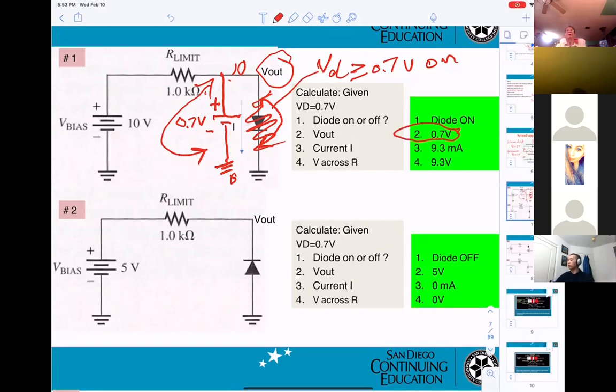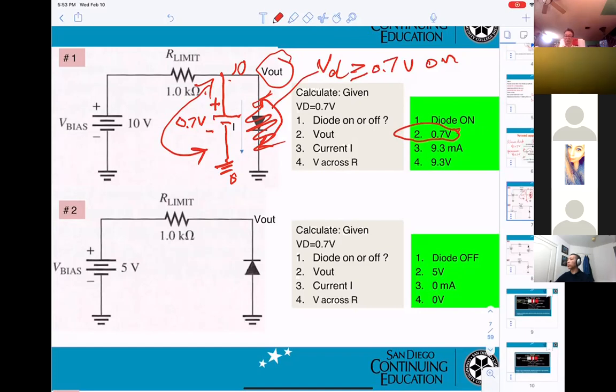And for number one, we say diode on. That's what I told you. See the diode, you must know on or off. Otherwise, you cannot do anything. Okay, that's the first part. Any questions on that?